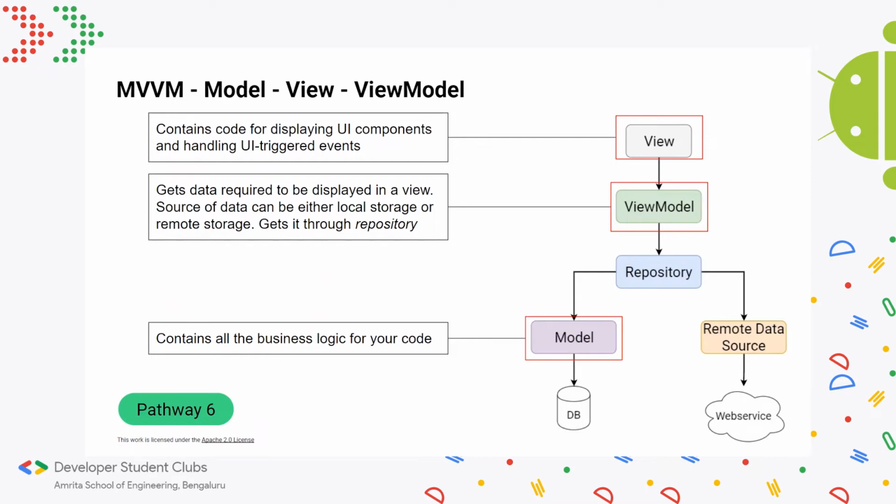View basically contains the code for displaying the UI components and handling the UI triggered events. That's all it does. So when you think of all the fragment.kt files or activity.kt files, those are all views because all they contain is you're accessing the components from the layouts and displaying them on the screen. And if required, you're handling the events. Suppose if someone clicks a button, what should happen? If someone clicks a text, what happens? Or if someone types in an input field, what happens? Or if someone clicks on an image, what happens? That's all you're doing.